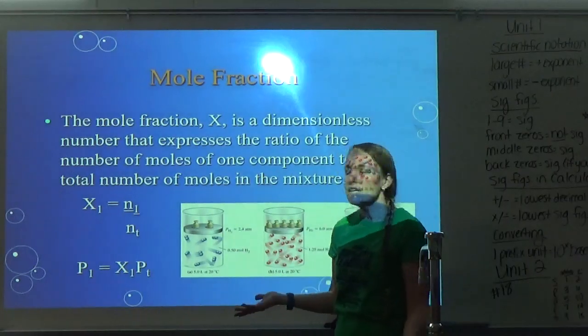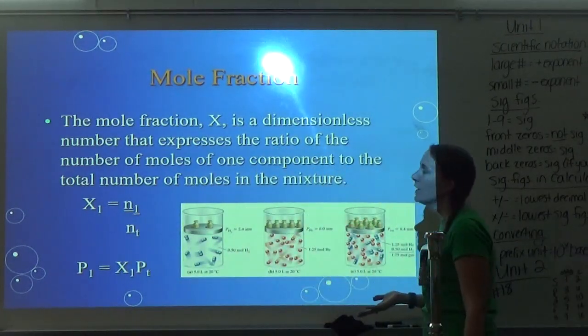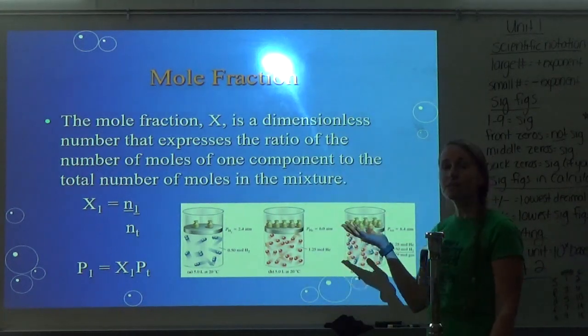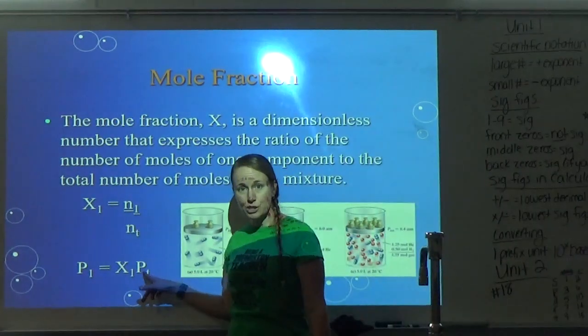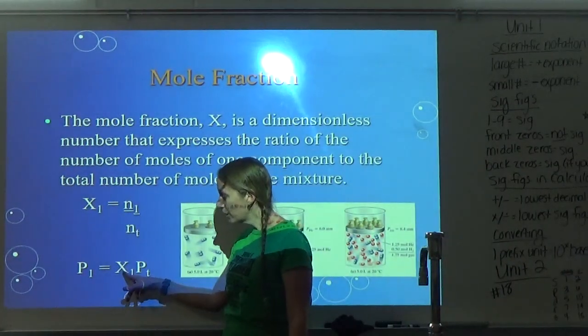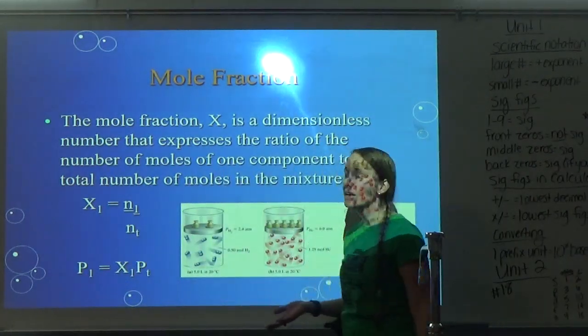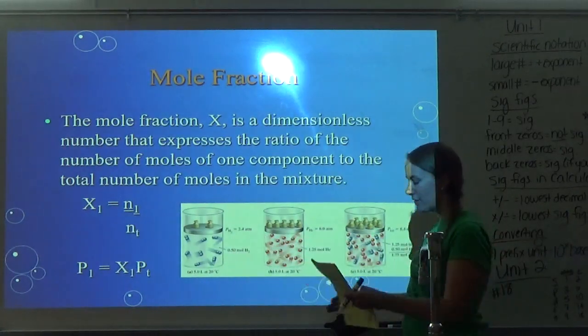It's kind of like a percentage, but we don't multiply it by 100. So it's just the decimal version of that. All right, so it's n1 over n total. That gives us our mole fraction. And so if you have the total pressure and you know the mole fraction of a gas, if you multiply them, that'll give you the pressure of just that gas. So as long as you know mole fraction, you can figure out the partial pressure of that gas.